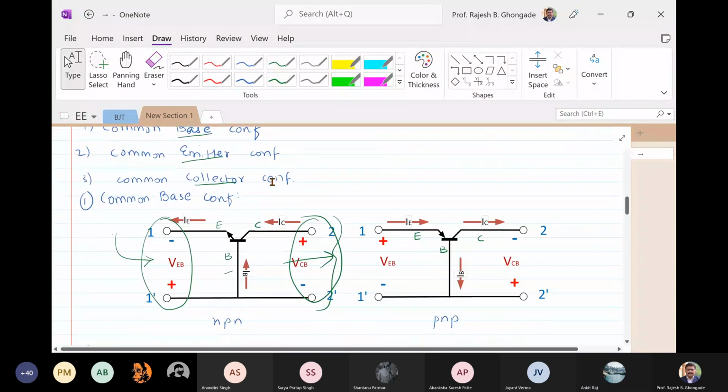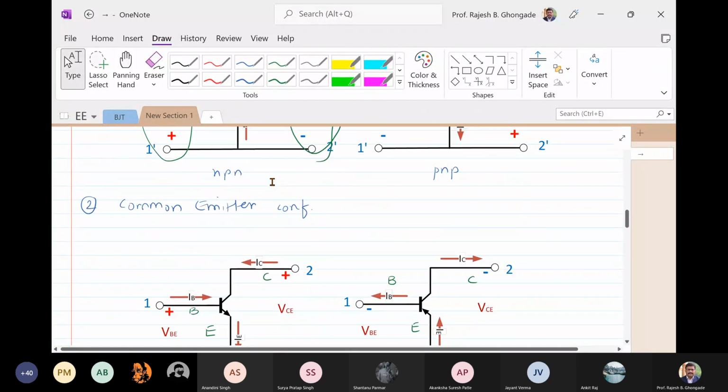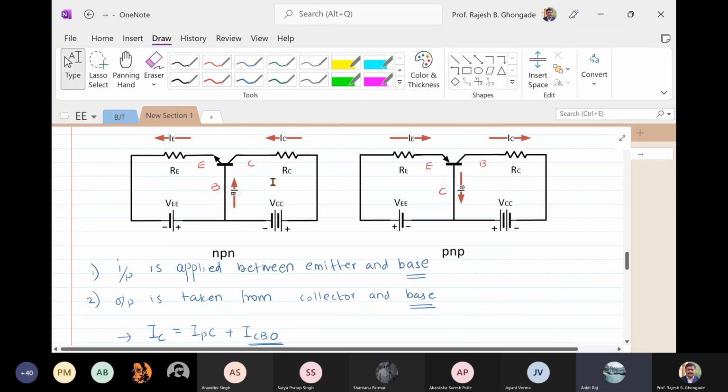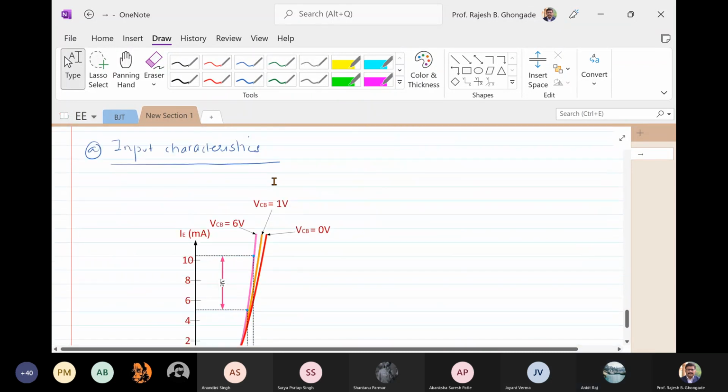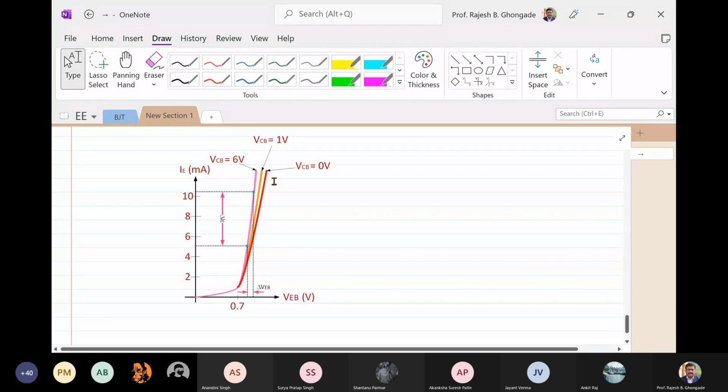Yes sir. Okay, so now is it clear to all of you? Is that confusion cleared? Yes sir. Now, if you look at the characteristics, what versus what? V versus I. So we have VEB, or the other way around, IE versus VEB.